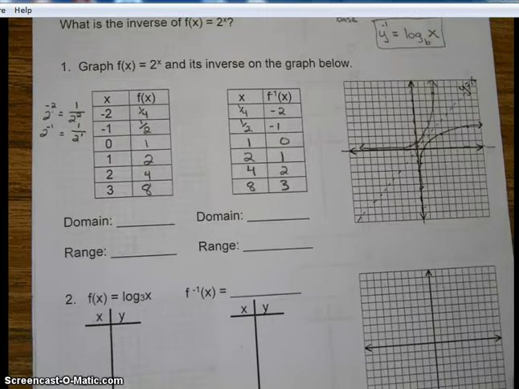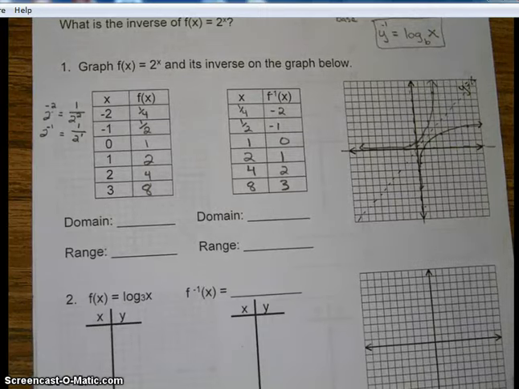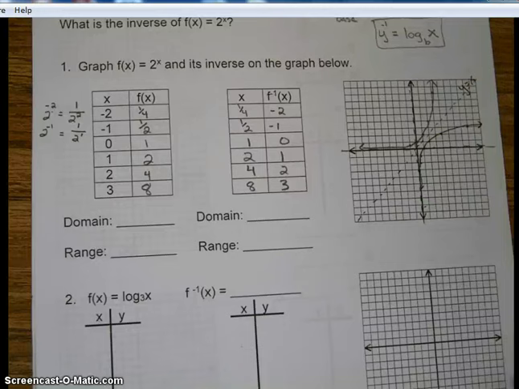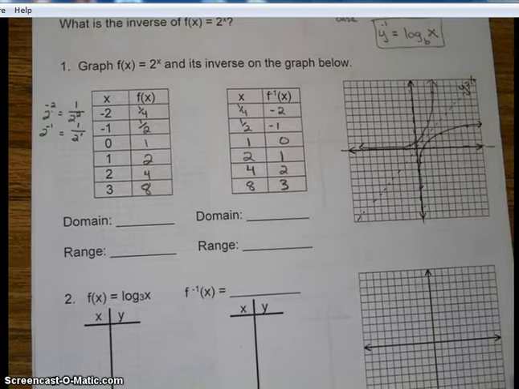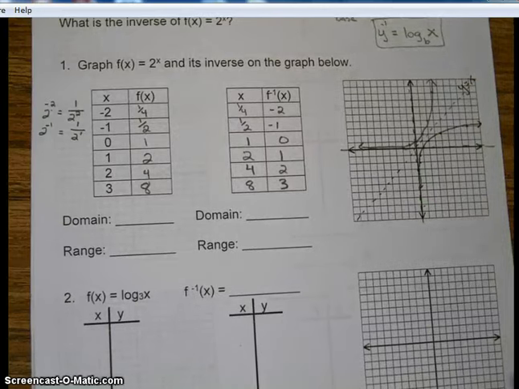Okay, some of us are struggling with domain and range. There's a couple people that are doing end behavior here, and I'm not sure why. You know who you are.